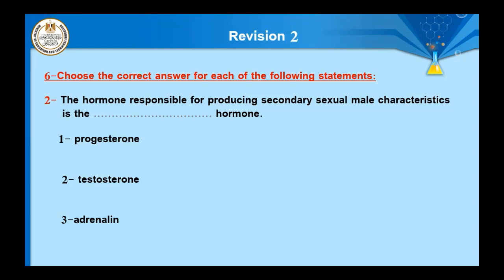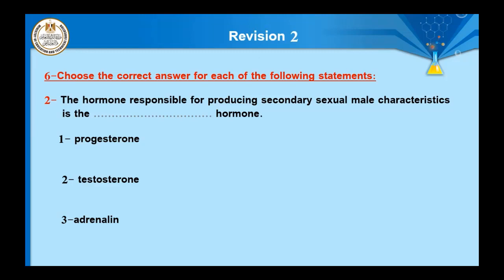Question number 2. The hormone responsible for producing secondary sexual male characteristics is the space hormone. We know that the pituitary gland plays an important role as it is called the master gland. Why is the pituitary gland called the master gland? Because it secretes hormones that regulate the activities of the other glands, for example, reproductive glands. Reproductive glands can be classified into 2 examples, testis and ovaries.